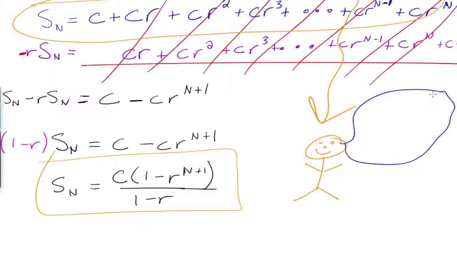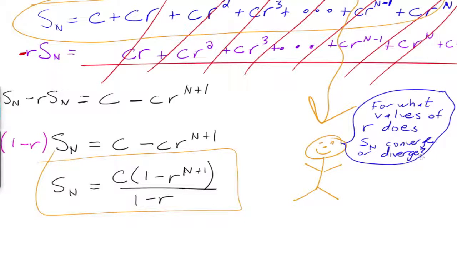So brainstorming session number 2. So this is what I'm wondering. For what values of r does S sub n converge or diverge? And I ran out of space in my little bubble, but that's okay. All right. So this is the question that I'm asking myself.